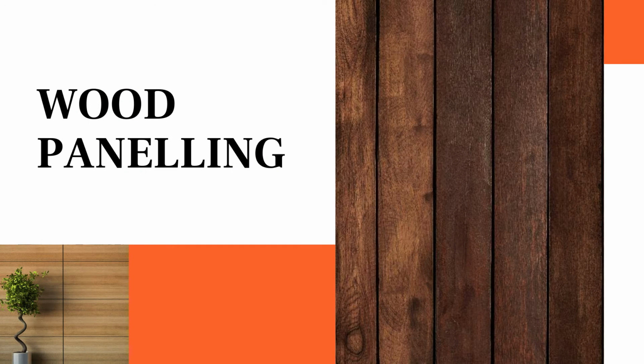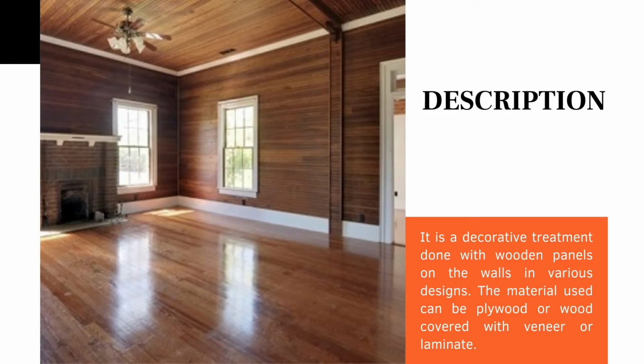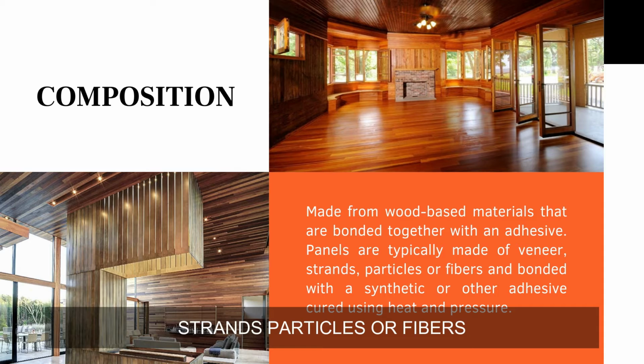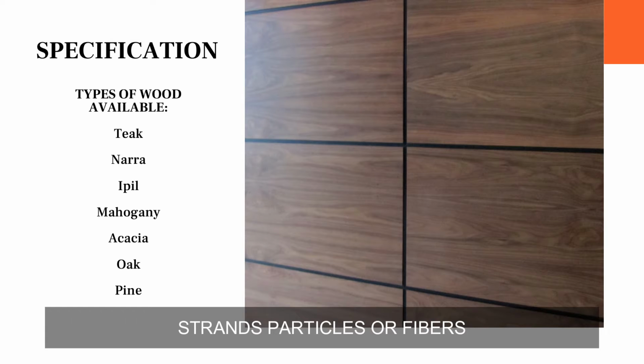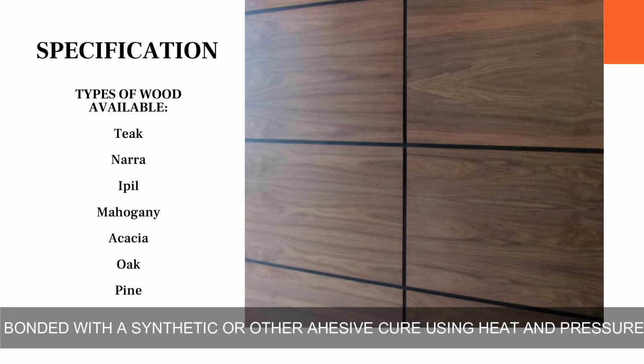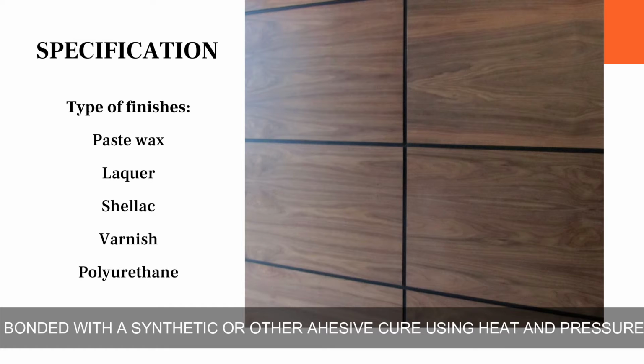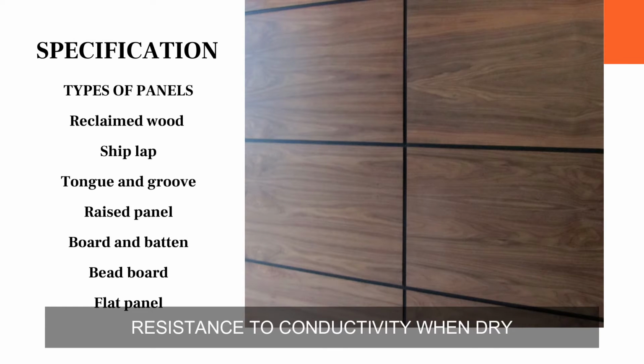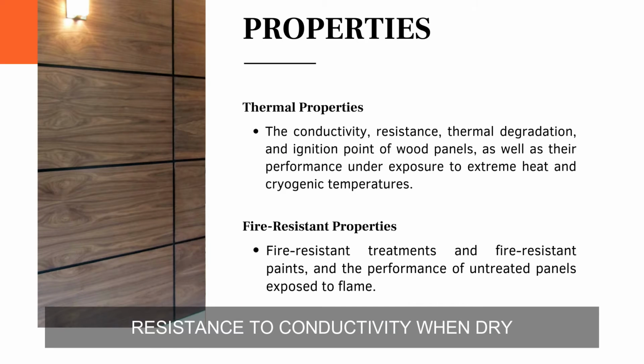Wood paneling. Made from wood-based materials that are bonded together with an adhesive, wood panels are typically made of veneer, strands, particles, or fibers bonded with a synthetic or other adhesive cured using heat and pressure. Wood is a superior insulator, naturally resistant to conductivity when dry.